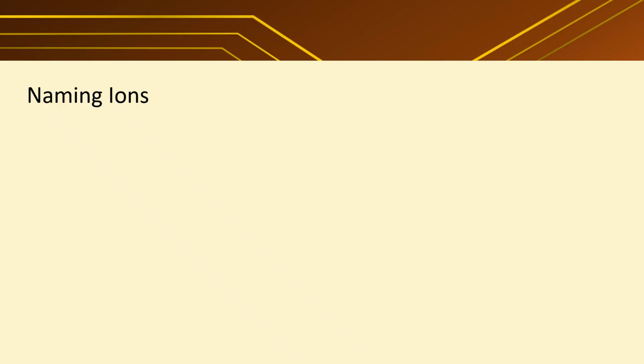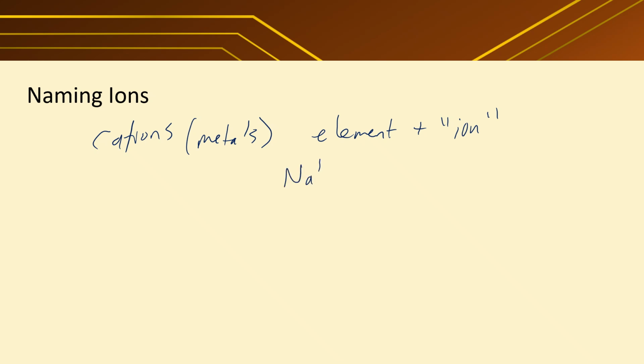Now let's talk about how we name ions themselves. Cations, which are typically metals again, you write the name of the element plus the word ion. So if I have something like Na+, we'd say that's a sodium ion. Or Ca2+, that's a calcium ion.